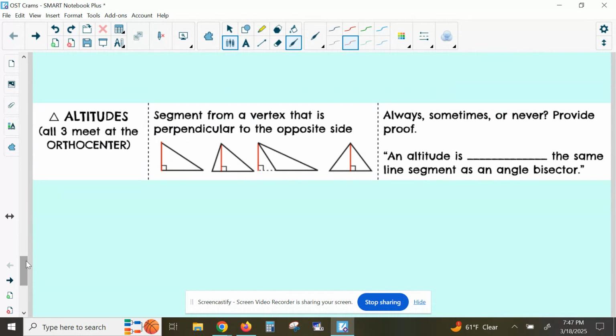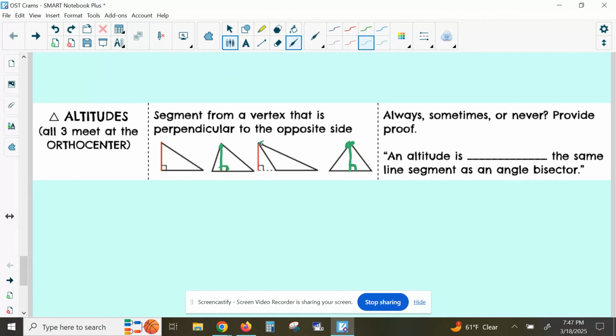Okay, we also have altitudes. Now altitudes are segments from a vertex that is perpendicular to the opposite side. So that means you're going from a vertex, like, I should pick a new color, this color. I'm going from the vertex, and I have to go straight to the other side so that it hits perpendicularly. And that one's nice and pretty. Now this one's okay too. Vertex, it hits this side at 90 degrees.